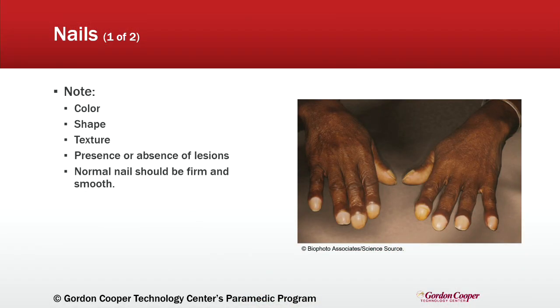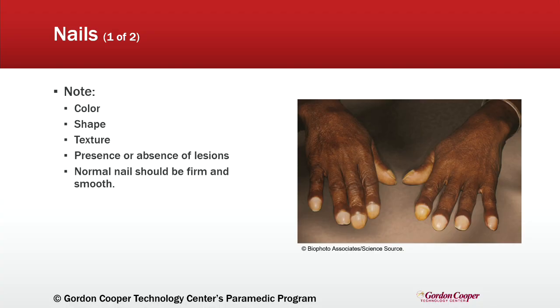You should assess a patient's nails for the color, shape, and texture, as well as the presence or absence of any lesions. A normal nail should be firm and smooth, and you should be aware that normal changes with aging include development of striations or lines and a change in the color to a small degree. But overly thick nails, or nails that have prominent lines running parallel through the finger, can suggest the possibility of a fungal infection.